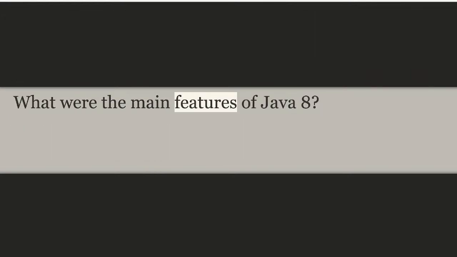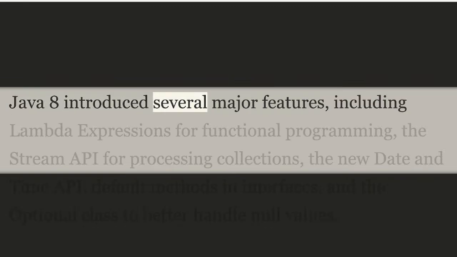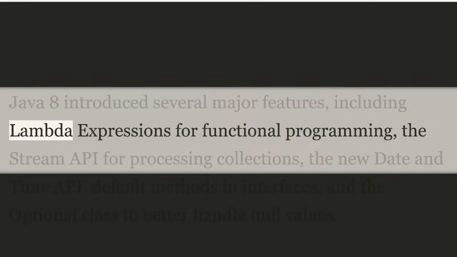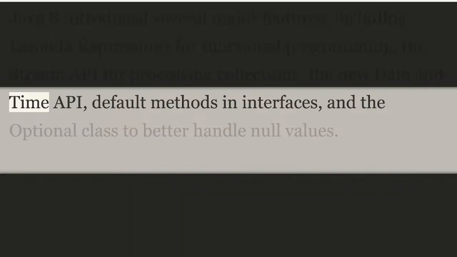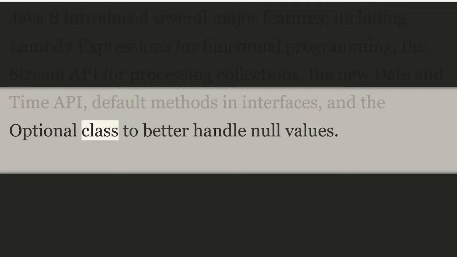What were the main features of Java 8? Java 8 introduced several major features, including lambda expressions for functional programming, the Stream API for processing collections, the new date and time API, default methods in interfaces, and the Optional class to better handle null values.